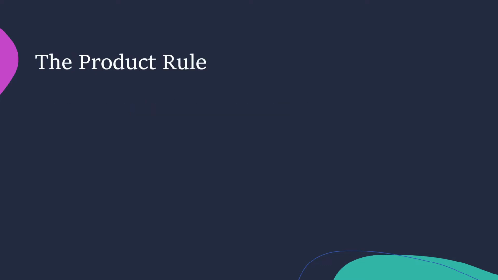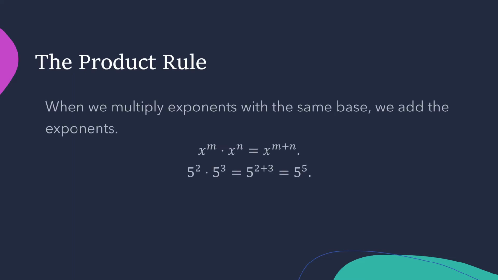Alright, first we're going to do the product rule, which is probably the most commonly used one, and it states that when you have the same base but different exponents and you multiply together, then you add the exponents. So algebraically, this would be x to the m times x to the n is equal to x to the m plus n power. For example, 5 squared times 5 to the 3rd power is equal to 5 to the 2 plus 3, or 5 to the 5th power.